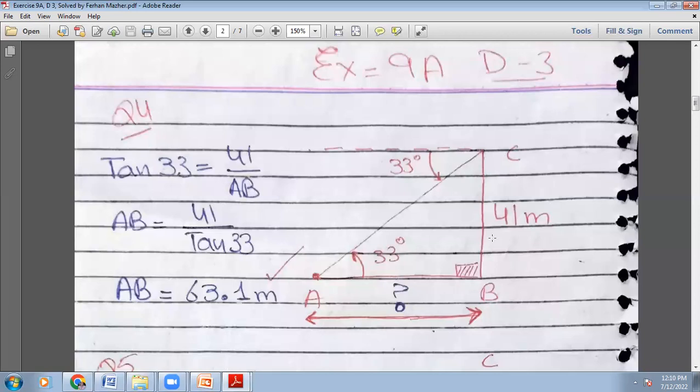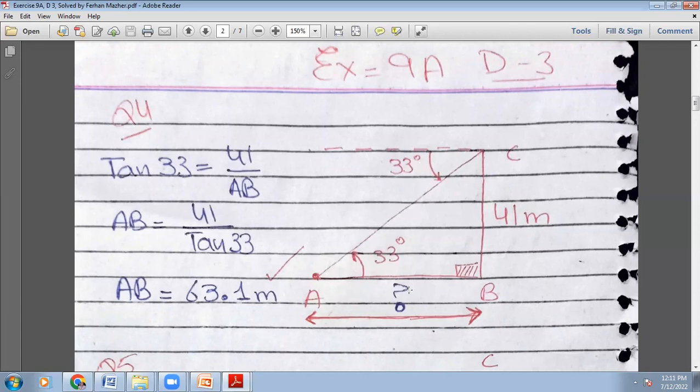So this is that building which is 41 meters high. This is the fire hydrant on the ground. This is the distance between the building and the fire hydrant. The angle of depression is 33, and remember, whatever the angle of depression is, the same is the angle of elevation. So if this is a 33 degree angle of depression, the angle of elevation from the hydrant to the top of the building will also be 33.